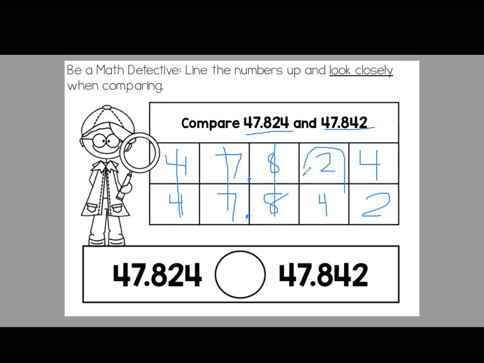And I'm going to stop right here in our hundredths place because that's where the first difference is that we see. We have 200ths, we have 400ths. Well, 200ths is what compared to 400ths? Well, 200ths is less than 400ths. So since it is less than, we can say that this entire number, 47 and 824 thousandths, is less than 47 and 842 thousandths, based off just that hundredths place right there.